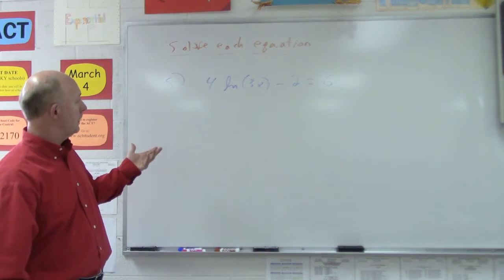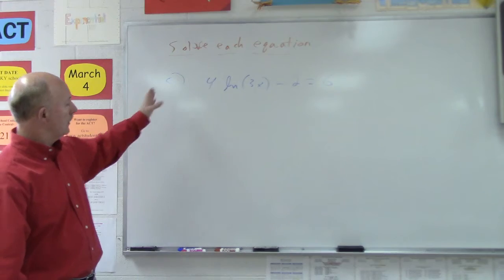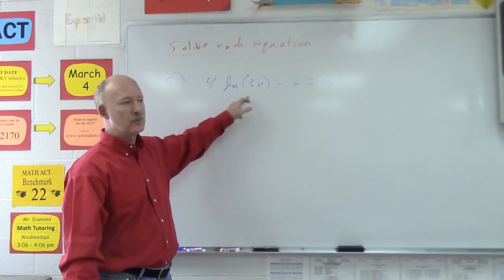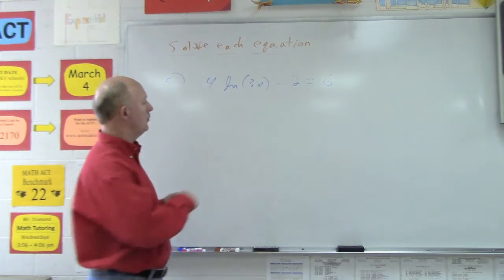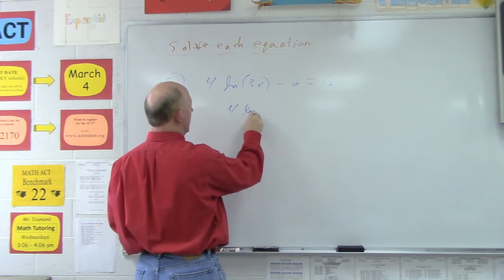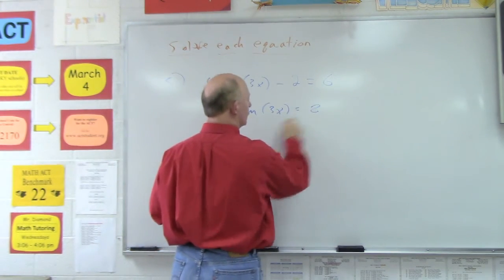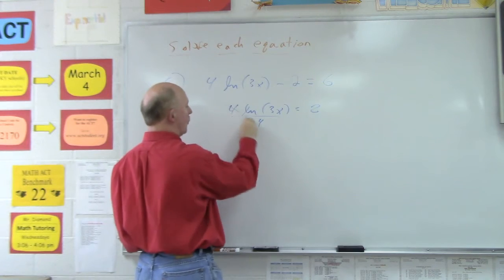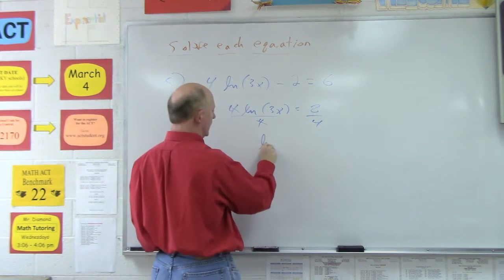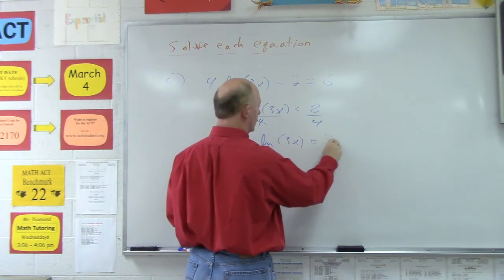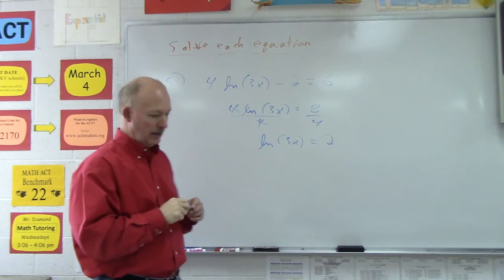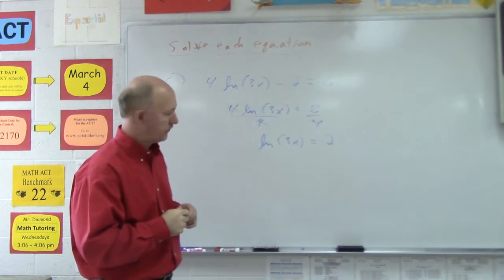Now, to begin with, I need to isolate the natural log 3x. So let's get rid of the 4 and the 2. Let's add 2 to both sides. That gives me 4 natural log 3x equals 8. We're going to divide both sides by 4 to get rid of the 4 now. That gives me natural log 3x equals 2.